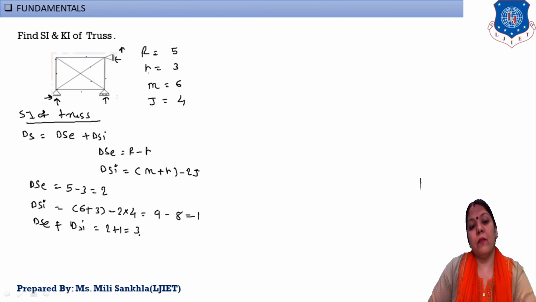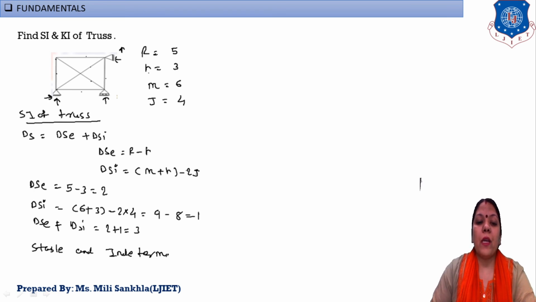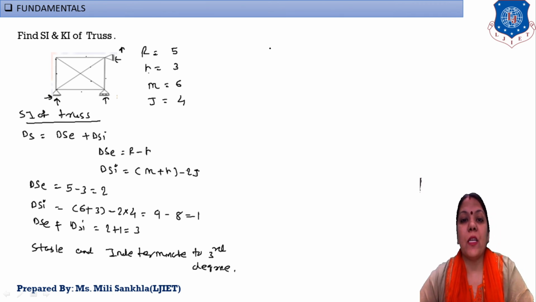Here our answer is positive. So what is the statement for the truss? The given truss is stable and indeterminate to the third degree. Right here, indeterminate to the third degree. Now next we find out Ki. So mention here Ki of truss.